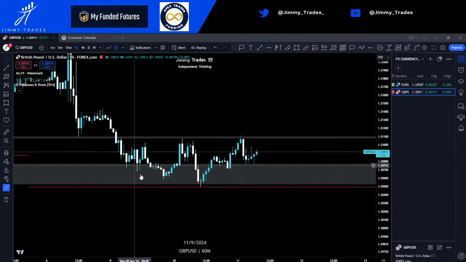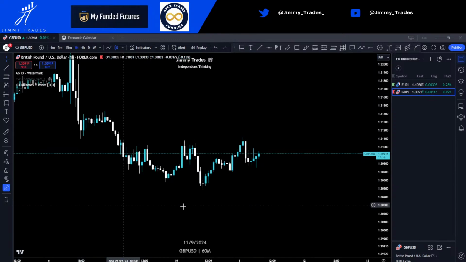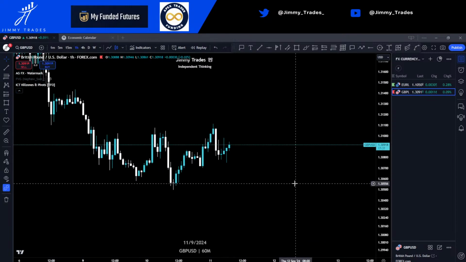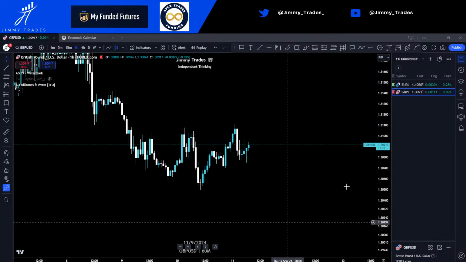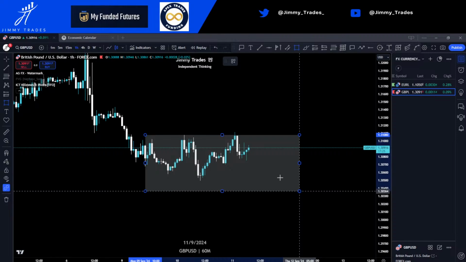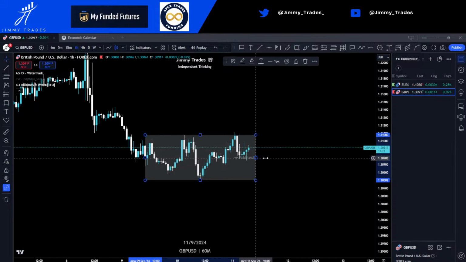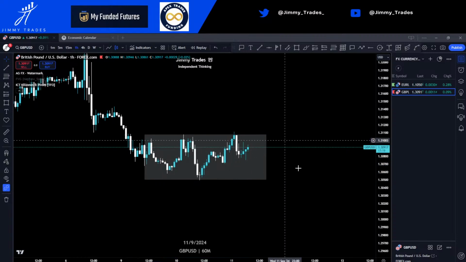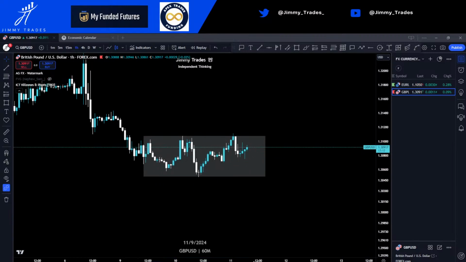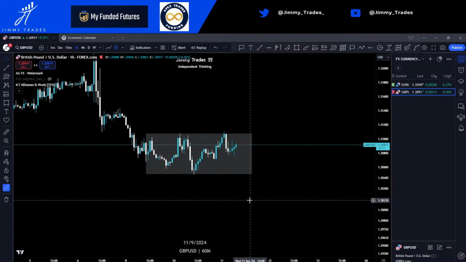You can see price is a little bit rangy, hey. This sort of range, I'd like to see price just pick a side, and then if it's going to respect that side, and if it aligns with my bias, then I'd be looking for a position.